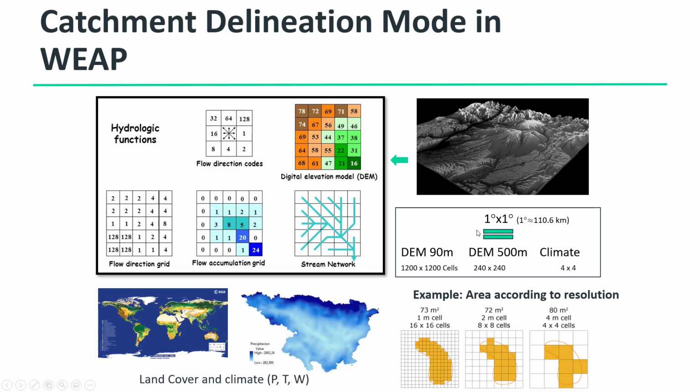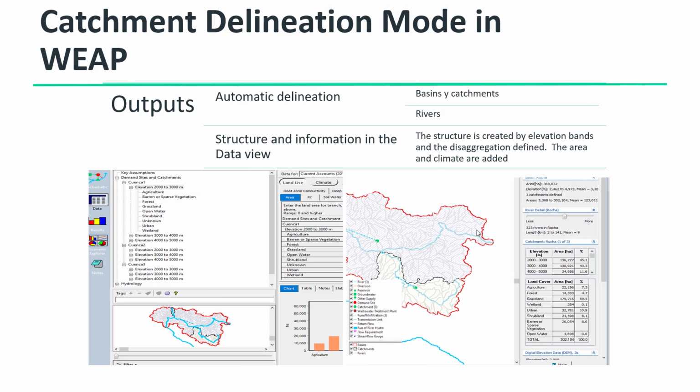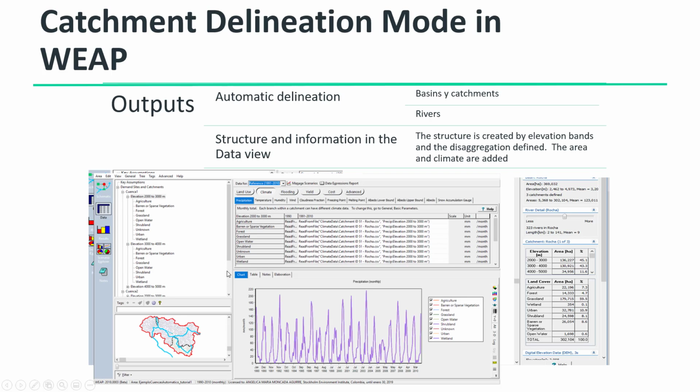From the input information, WEAP automatically delimits basins, catchments, and adds rivers. Besides, it automatically creates the structure in the data view considering the defined disaggregation. Here we see an example of three basins added using the catchment delineation mode. WEAP automatically adds the area by disaggregation classes. Also, it estimates and assigns climate data to each catchment.